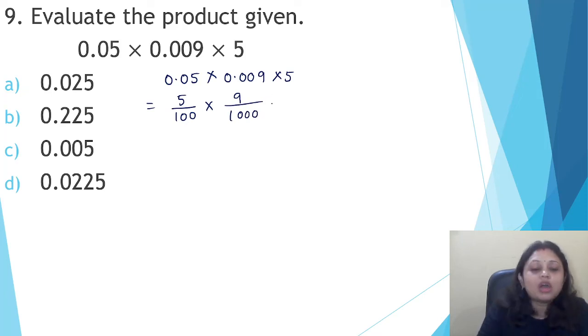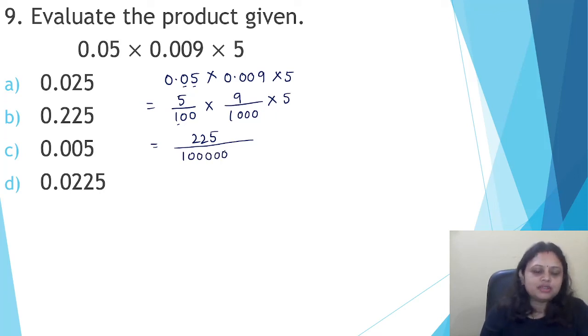You know how to convert it. 0.05 means 5 divided by 100. Why 100? Because after the decimal 2 digits are there, so after 1 we put 2 zeros. Similarly, in 0.009 after the decimal 3 digits are there, so after 1 we put 3 zeros. So it is 5 by 100 into 9 by 1000 into 5. So it is 225 divided by 1 2 3 4 5.